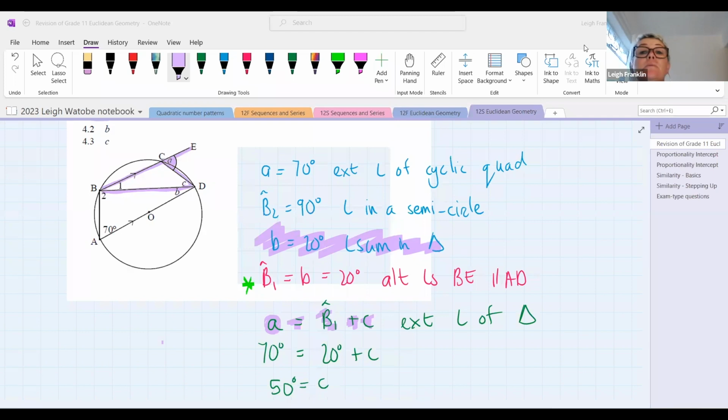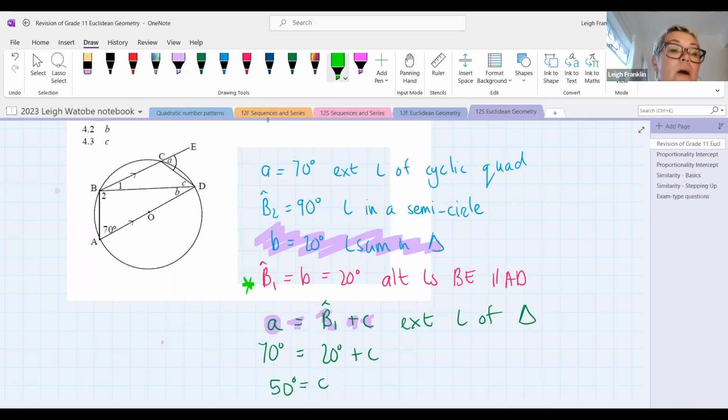Yes. I just wanted to know, when you write a... I know that it's corresponding angles and then it's alternate angles. I can't remember the other one. Okay, that's co-interior angles.